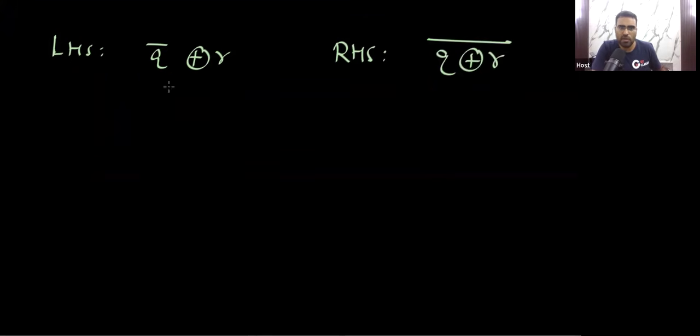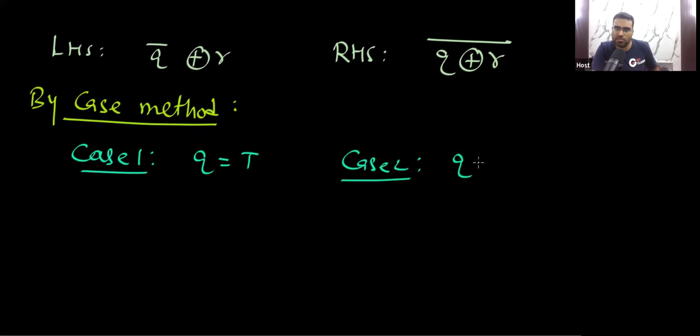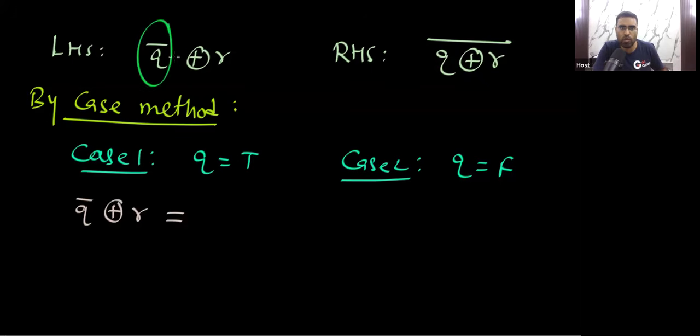Again, you can create cases, the same by case method. You can create cases by variable Q or variable R, that is your choice. Let me create case 1, that is Q true, and case 2, that is Q false. When Q is true, what will be LHS here, Q bar XOR R? If Q is true, Q bar will be false.